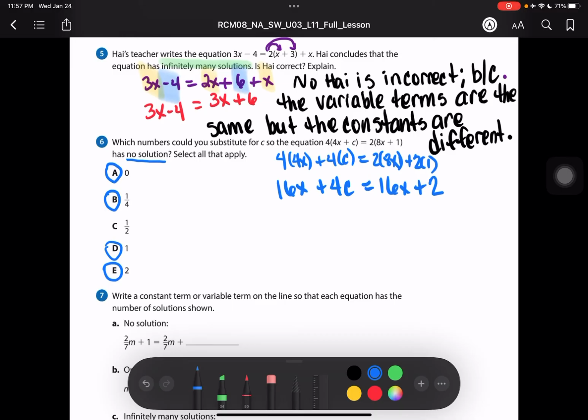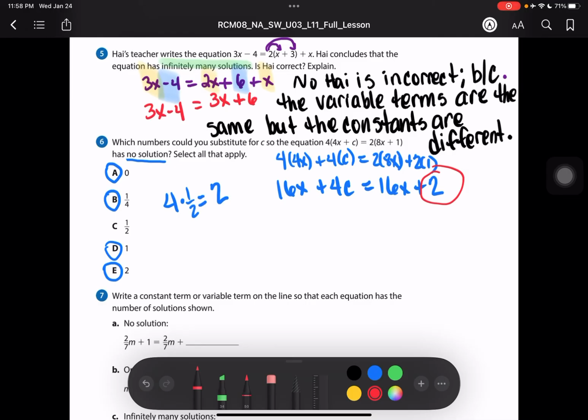So in order for this to be no solution, C cannot be 1/2, because 4 times 1/2, what's half of 4? Half of 4 is 2, which will give me this constant term over here, which will make it an infinite solution. And the question is, I want it to be no solution. So the only term that will make this equation false is everything except for C.